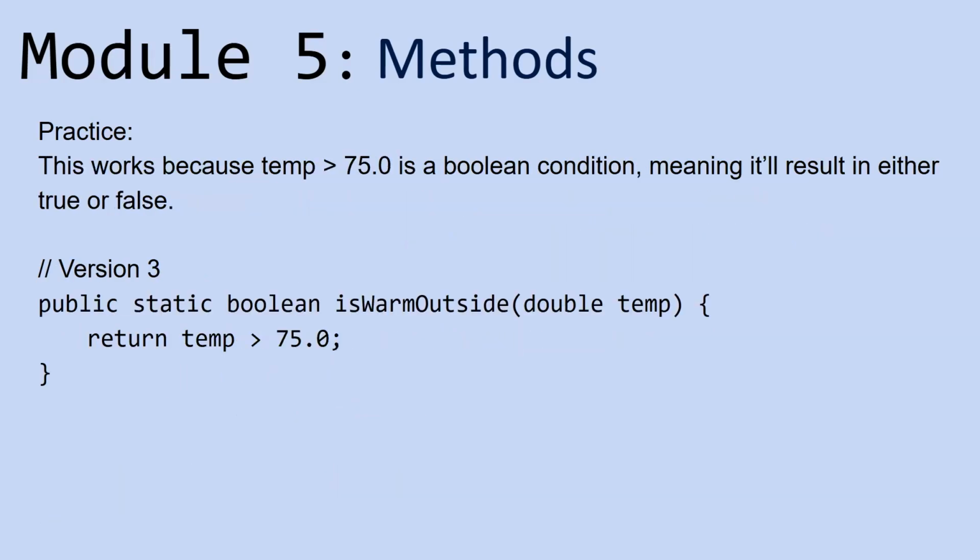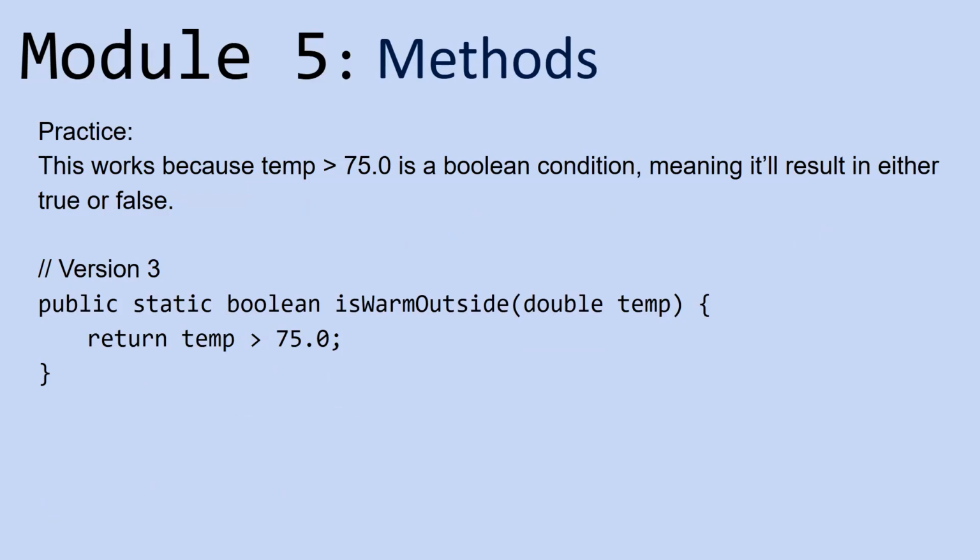All right. Well, here's version 3. And so all we do is just return temp greater than 75. And the reason that works is because temp greater than 75 is a Boolean condition, right? Meaning it'll result in either true or false.